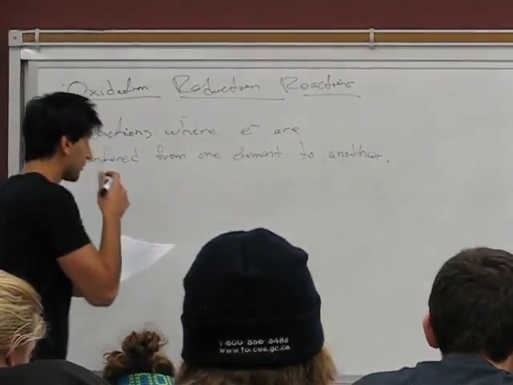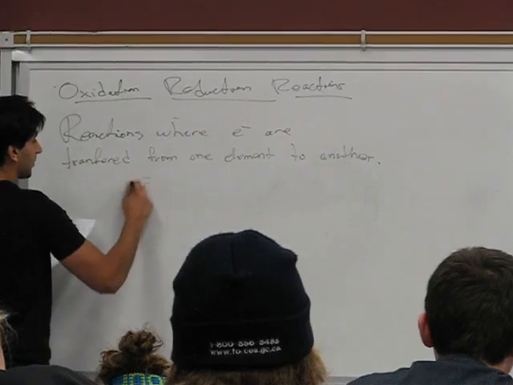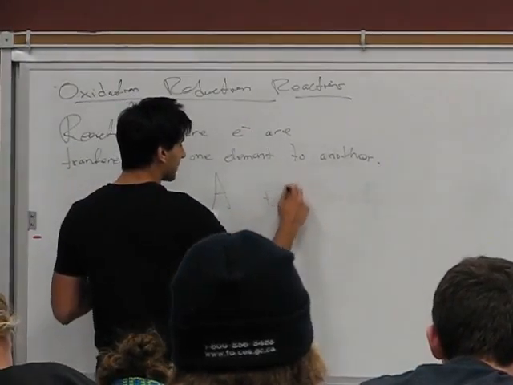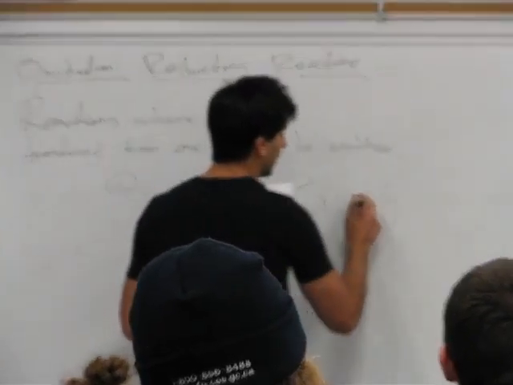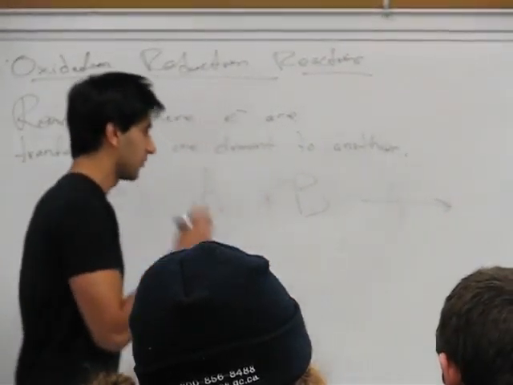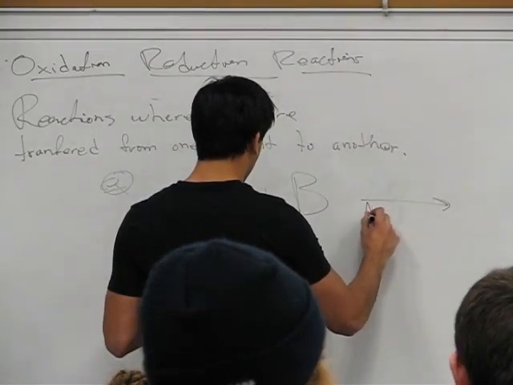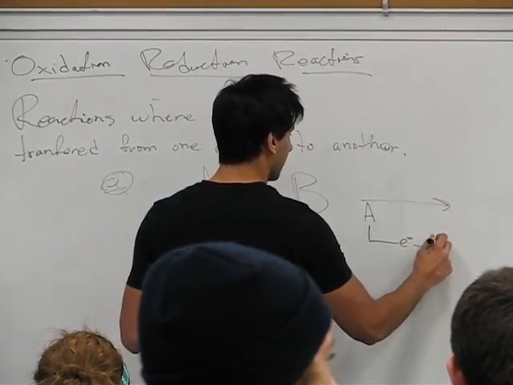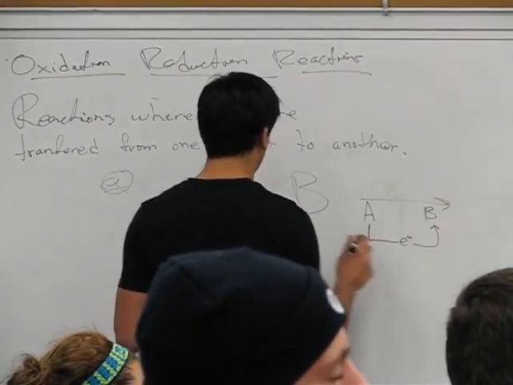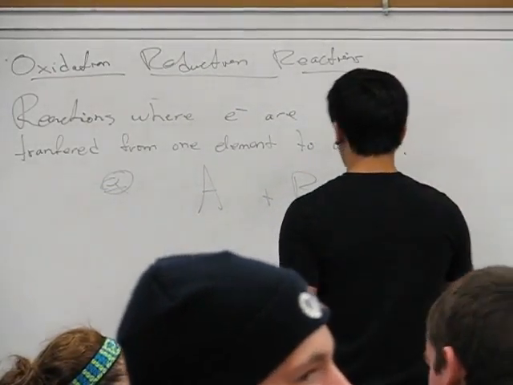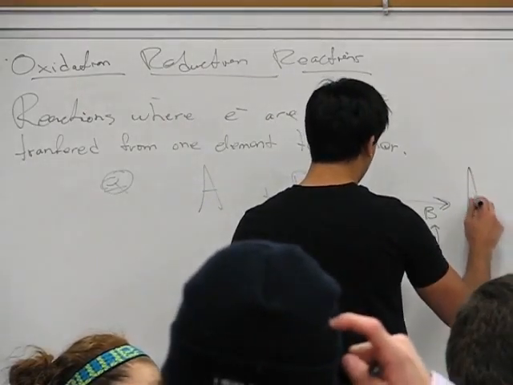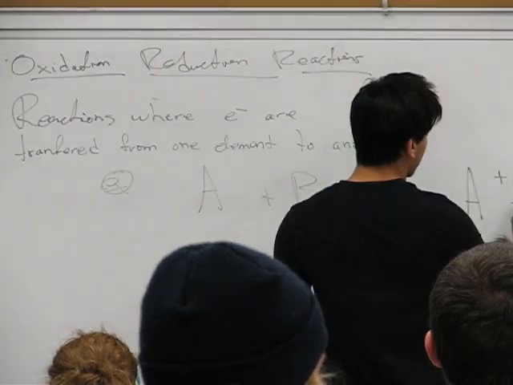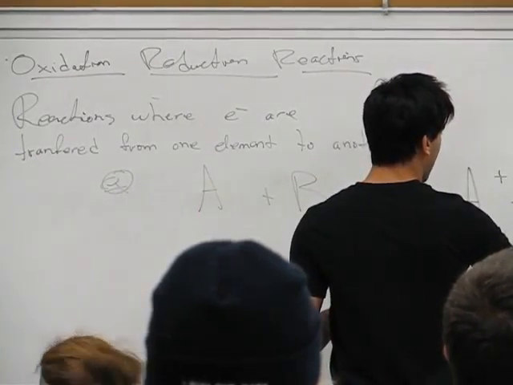A very general example of that, suppose you have some arbitrary element A reacting with B, and if this is an oxidation reduction reaction, you have element A and an electron is transferred away from element A and is absorbed by element B, leaving element A with a net positive charge because it loses an electron with negative, and leaving B with a net negative.